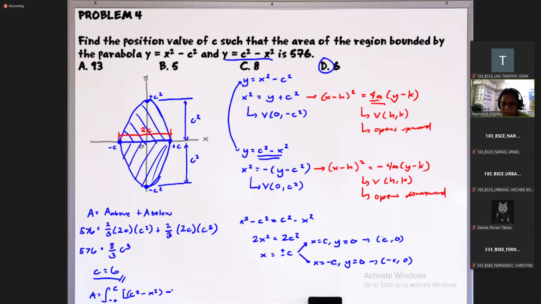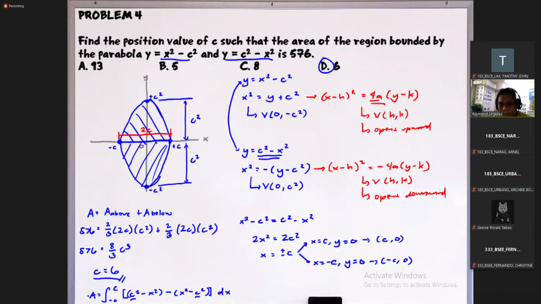Okay? So minus yung nasa baba. Ito naman yung nasa baba. So that is x squared minus c squared, this quantity dx. Pero meron kayong variable na c dito, diba? So kaya manual integration lang yung pwede nyong gamitin dyan.